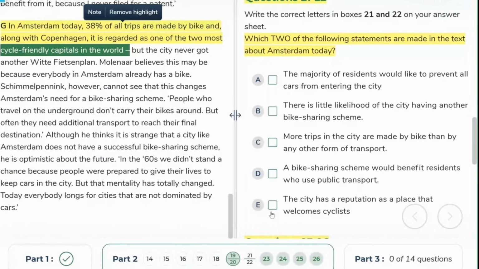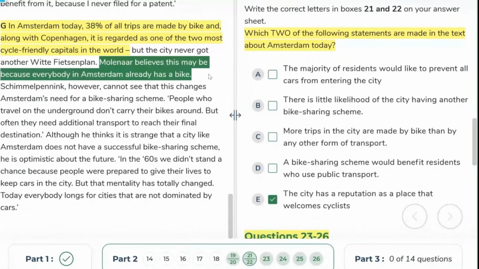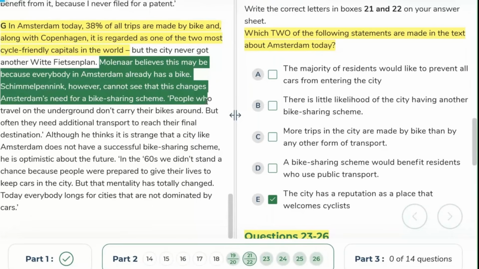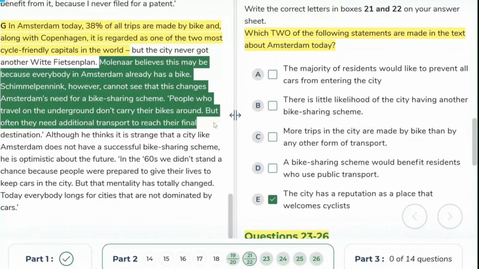Now, one answer we found, and we read on to look for the other one. Molinar believes this may be because everybody in Amsterdam already has a bike. Schmelpenink, however, cannot see that this changes Amsterdam's need for a bike sharing scheme. People who travel on the underground don't carry their bikes around. Okay, so people already have bikes, but still they need the bikes. People who travel on the underground don't carry their bikes around, but often they need additional transport to reach their final destination. Okay, now let's see, match something with that.